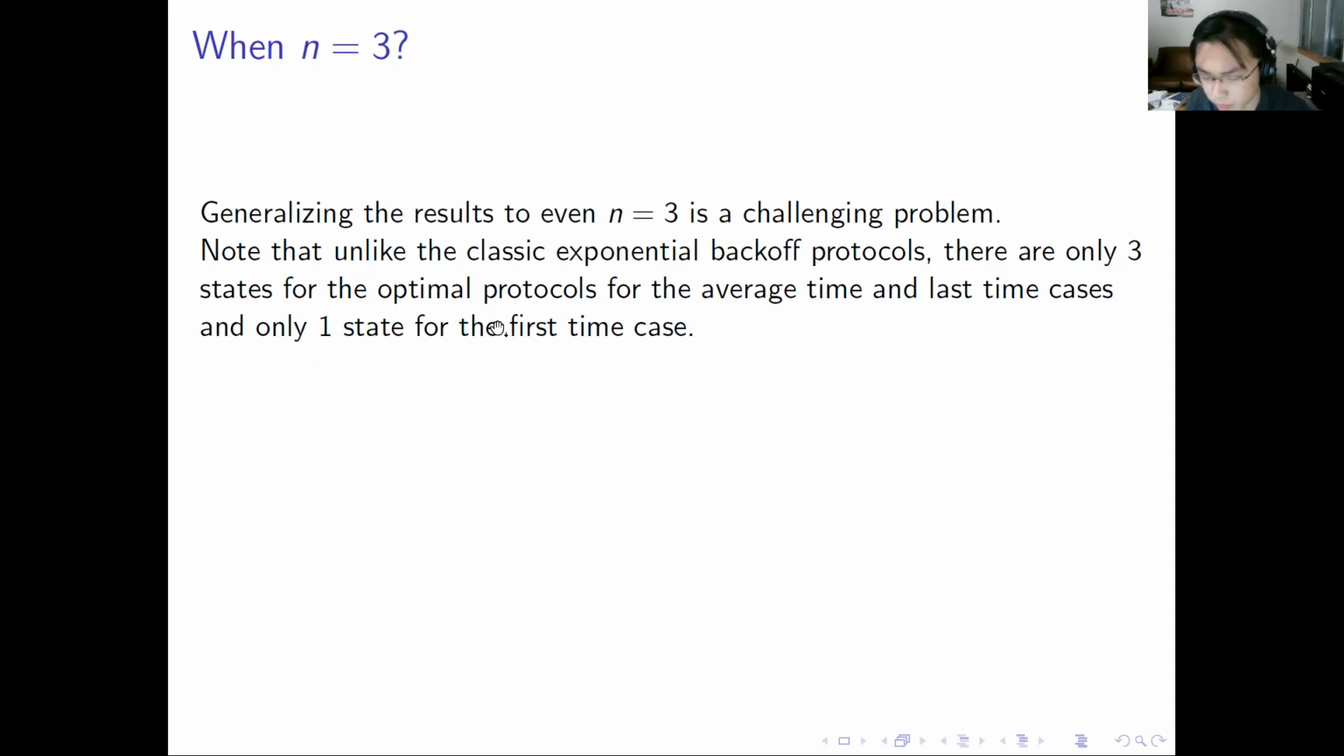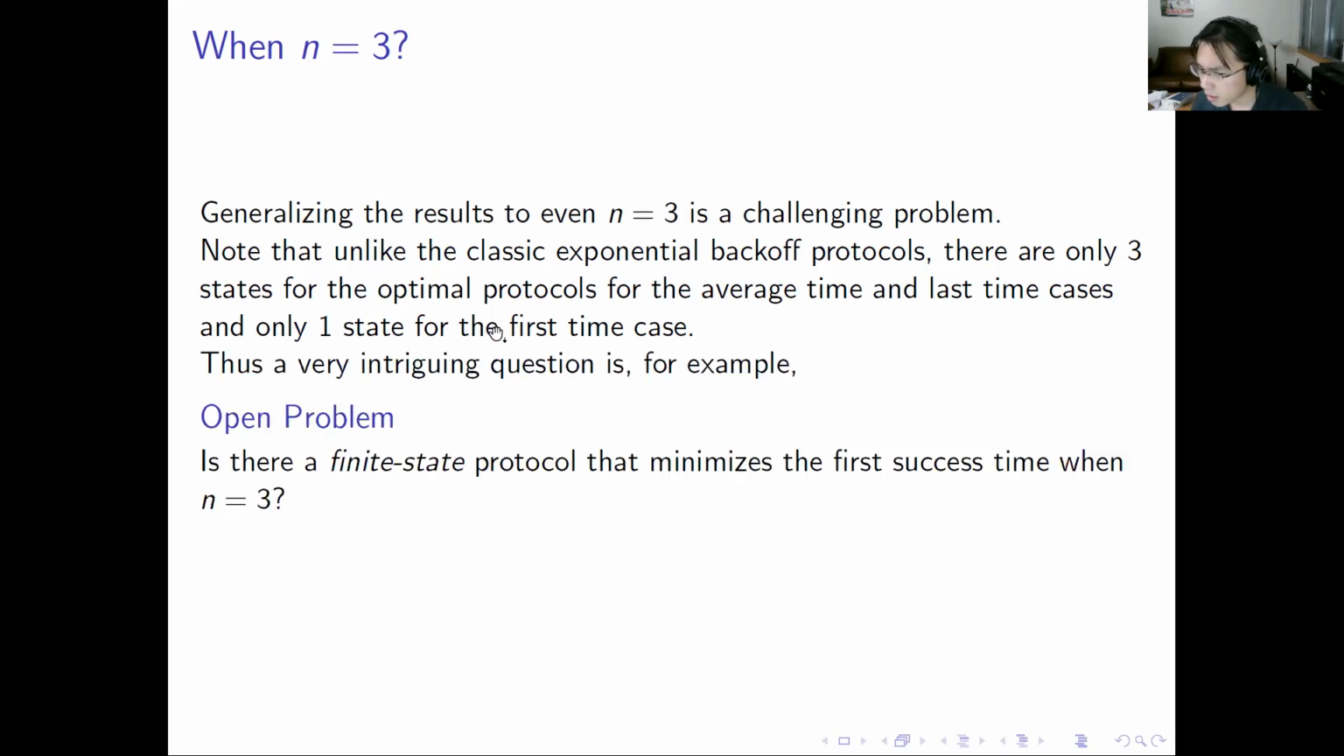But also an interesting question is, recall that for all the objectives we have come up with before, it only takes a finite state protocol to be optimal. So before really finding the optimal solution for the n equals 3 case, is there a finite state protocol that minimizes the first success time when n equals 3? This makes a lot of difference, because if the answer to this is true, then basically you can enumerate by the number of states all possible protocols, and you are guaranteed to find such a protocol eventually.